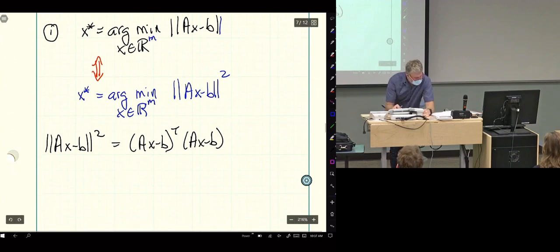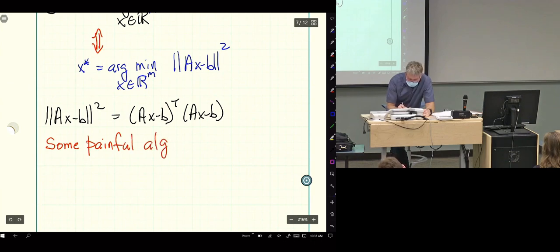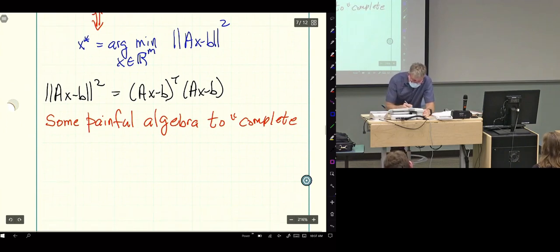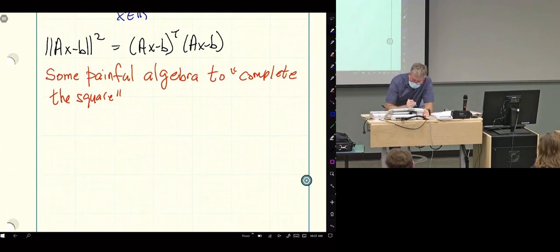Now this is where it gets painful. Some painful algebra to complete the square. And if you go back to the quadratic equation, it's a little painful too, to complete the square. And we're not going to go through that. But this is what you get. Okay, let me pause, because this is kind of our drop the mic moment here.